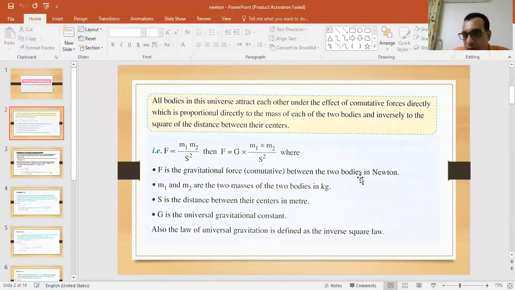where F is the gravitational force between the two bodies in Newton. M1 and M2 are the two masses of the two bodies in kilogram. S is the distance between their centers in meter. G is the universal gravitational constant. Also, the law of universal gravitation is defined as the inverse square law.